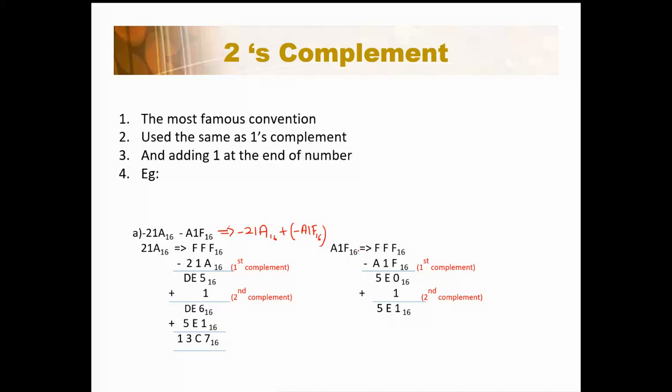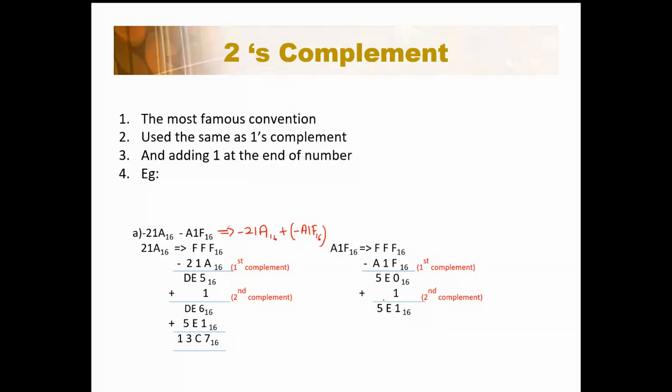Once we want to complement A1F base 16, you have to minus A1F from the highest value of base 16, which is triple F, because we have 3 digits of F here. So triple F will be minus with the A1F. 15 minus 10 you get 5. 15 minus 1 you get 14. 15 minus 16, of course, is zero. Then this is the first complement. Then you have to add 1. So when you add 1, you have got 5E1.